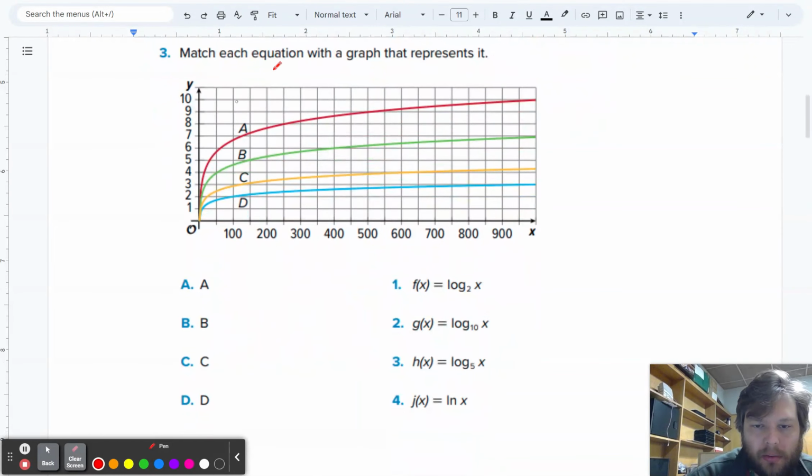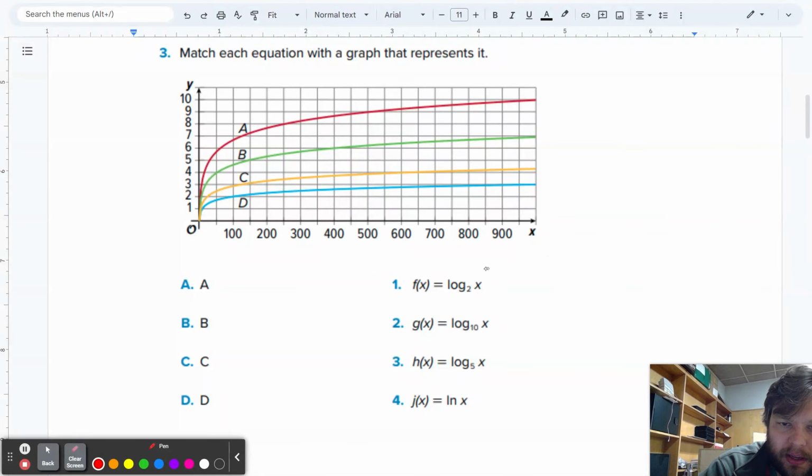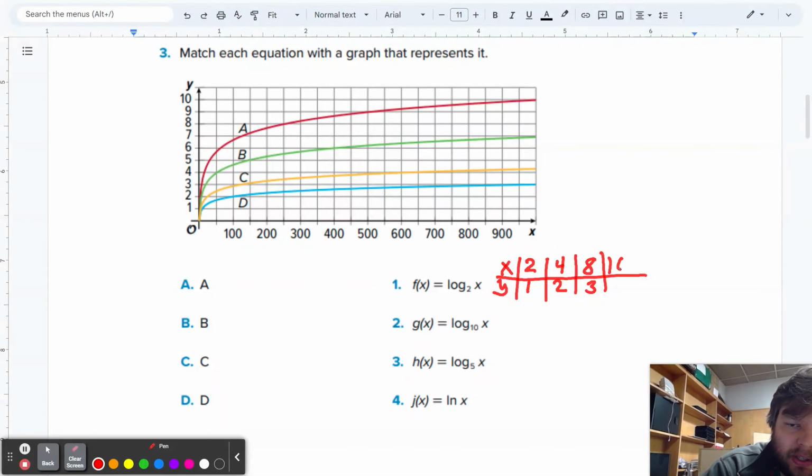Okay, match each equation with a graph that represents it. So these are all logarithm equations here. What I'm going to do is just look for some values. All that's different is how quickly they grow. If I make an XY table here for f of x, when I go log base 2 of 2, I get an answer of 1. Log base 2 of 4, I get an answer of 2. Log base 2 of 8, I get an answer of 3. This is just an exponential table written backwards.